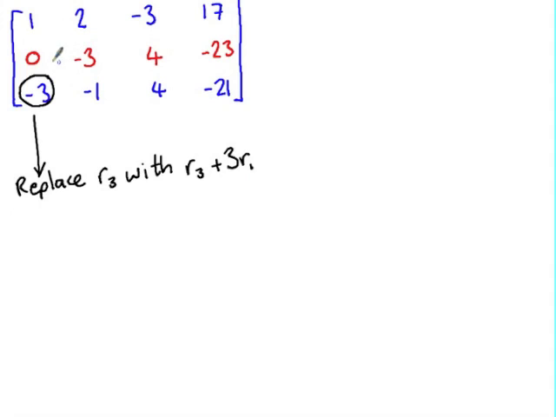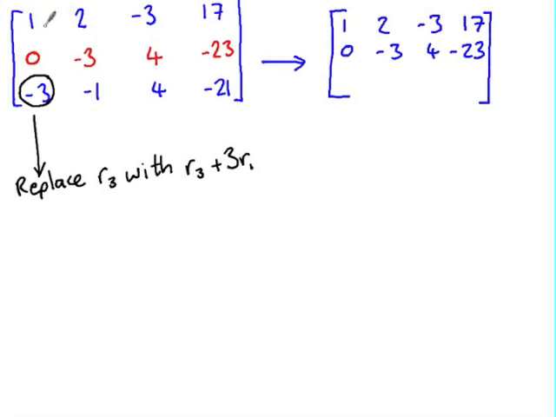Remember, we're trying to get the matrix into that echelon form with zeros in the bottom left corner. So next I'm going to replace row 3 with row 3 plus 3 lots of row 1. So -3 plus 3 lots of 1 is 0. -1 plus 6 is 5. 4 plus -9 is -5. And -21 plus 51 is 30. And we just keep track here that this is now row 3 plus 3 lots of row 1.